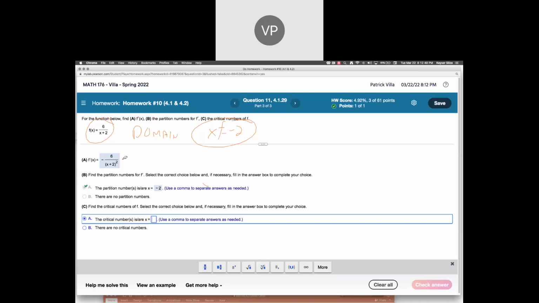So you have to use it when you make your partition, because you're going to test our sign testing chart right here. You're going to use it as a partition. However, technically it's not called a critical number because it can't exist in the original function. Now, if there's a point that doesn't exist in the derivative but can exist here, it's a critical number. But if it doesn't exist here, we throw it out.